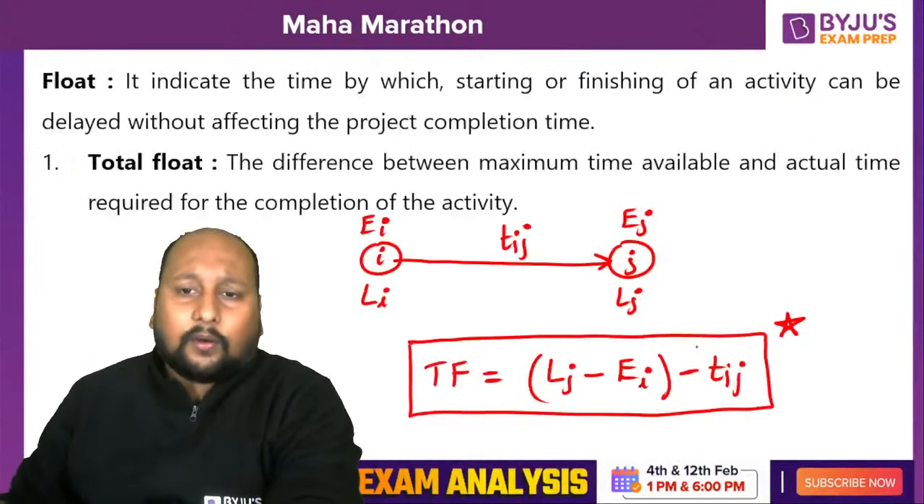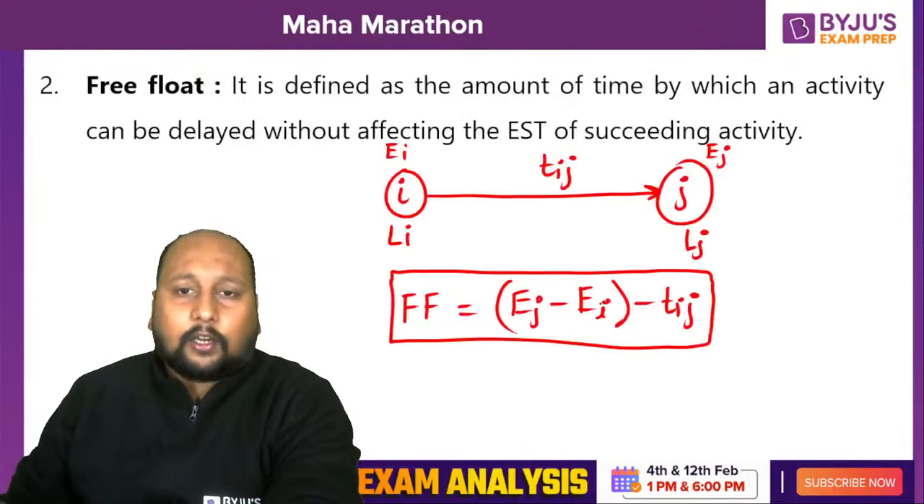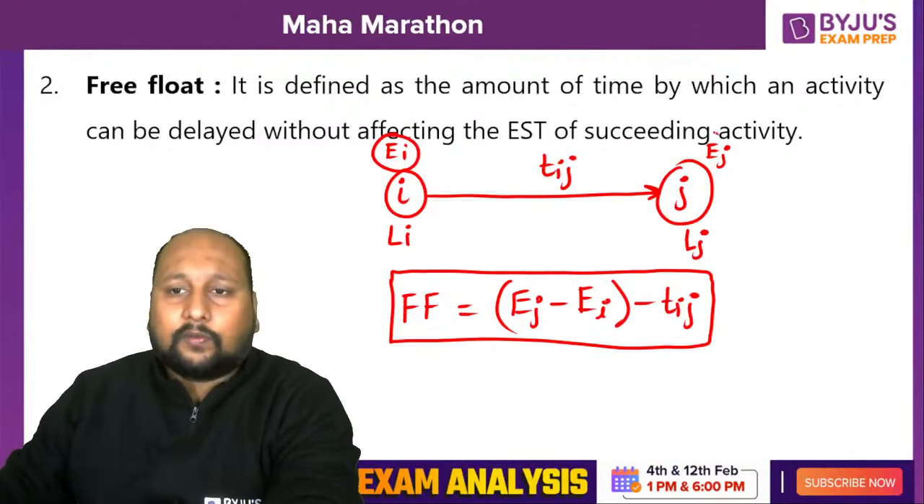For total float, you have to take the cross calculation, Lj and EI. This one and this one, right? If I talk about free float, you have to take only the earliest values, EJ and EI.